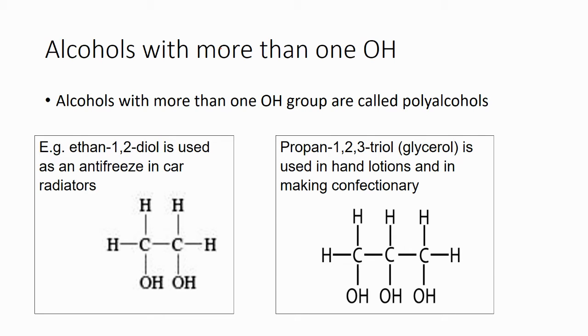Alcohols with more than one hydroxyl group are called polyalcohols. For example, ethan-1,2-diol is used as antifreeze in car radiators. You can see it's got 2 OH groups, so di for 2, and each hydroxyl group is attached to a different carbon, carbon 1 and carbon 2. So we need to signify that in the name. Propan-1,2,3-triol is a common chemical called glycerol, and it's used in hand lotions and in making confectionery. 1,2,3-triol.